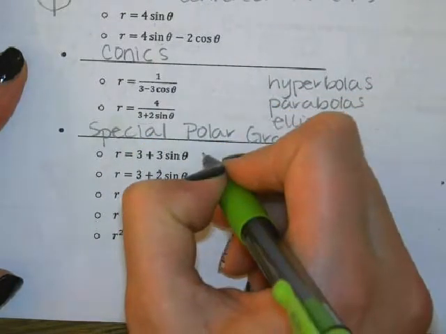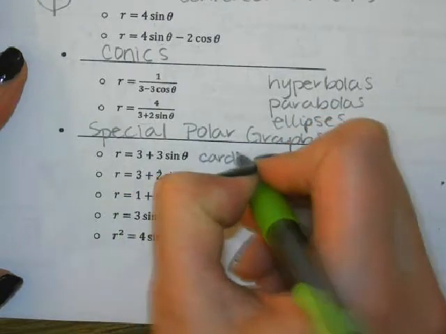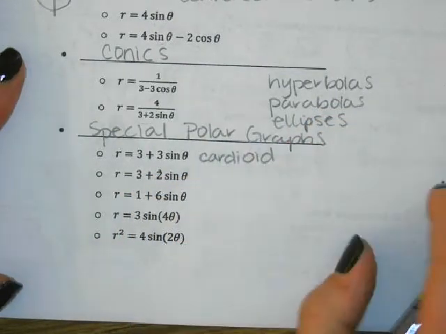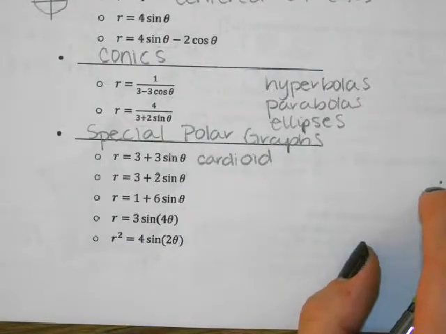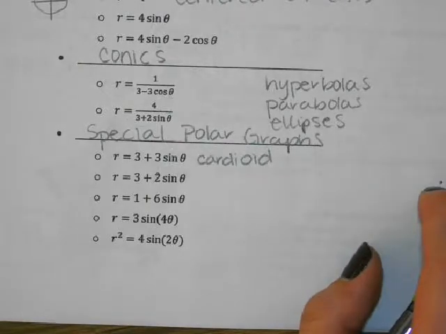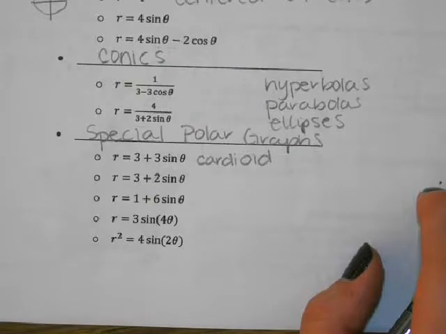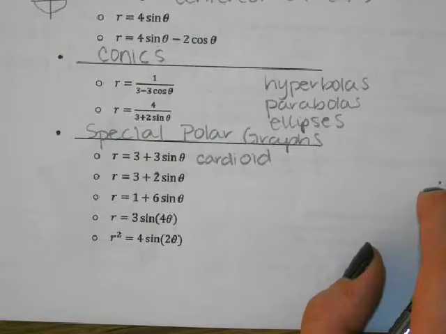The first one is a cardioid. What does cardioid remind you of? A heart. It's a little heart shape. And I use the term heart loosely. It is loosely heart shaped. It's a little bit heart shaped.